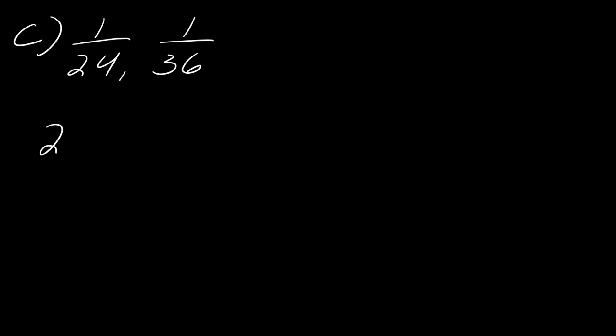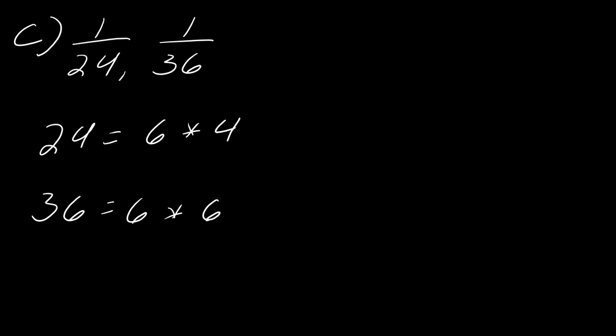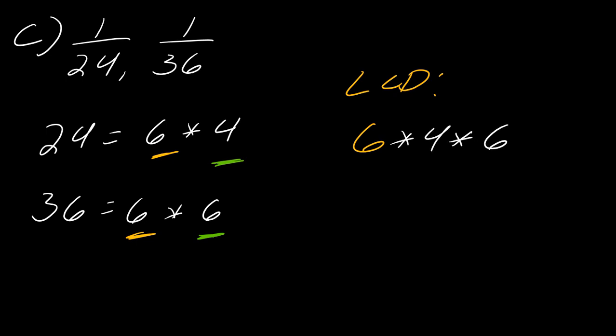So if I were to redo this, I've got 24 and 36. Let's say for both of these, I thought that 6 was the largest number that goes into both. So what I would have is 6 times 4 and 6 times 6. Then for my LCD, I would write the 6 that they share in common, and then these other unique numbers. So that's 4 times 6.